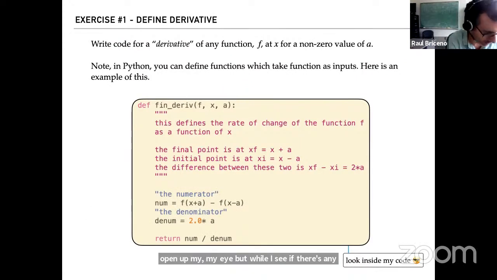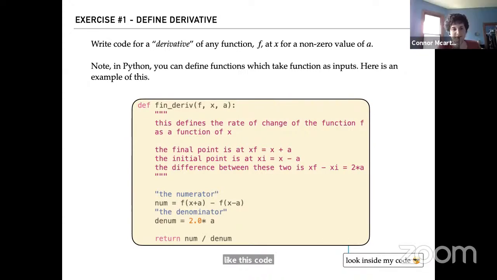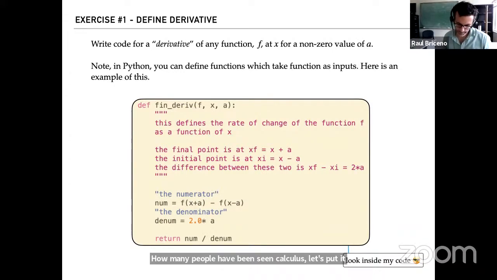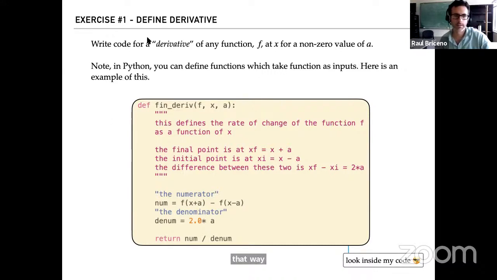Do people have any questions about this code? Do you believe me? Not seeing any yet. How many people haven't seen calculus? Let's put it that way. Has anybody not seen calculus?